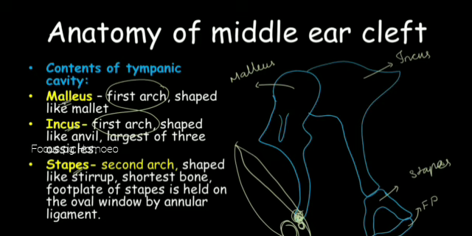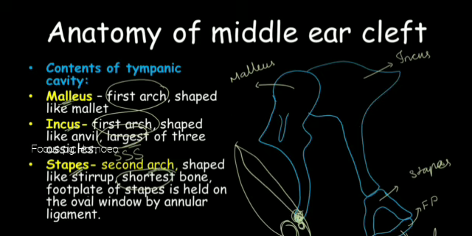This malleus and the incus were from the first arch, and this stapes originated from the second arch, and the largest ossicle is incus, and the shortest one is stapes. Okay, so it is triple S, and the foot plate of stapes is held to the oval window by the annular ligament. So this foot plate is connected to the oval window. This is the thing you should know regarding the different ear ossicles.